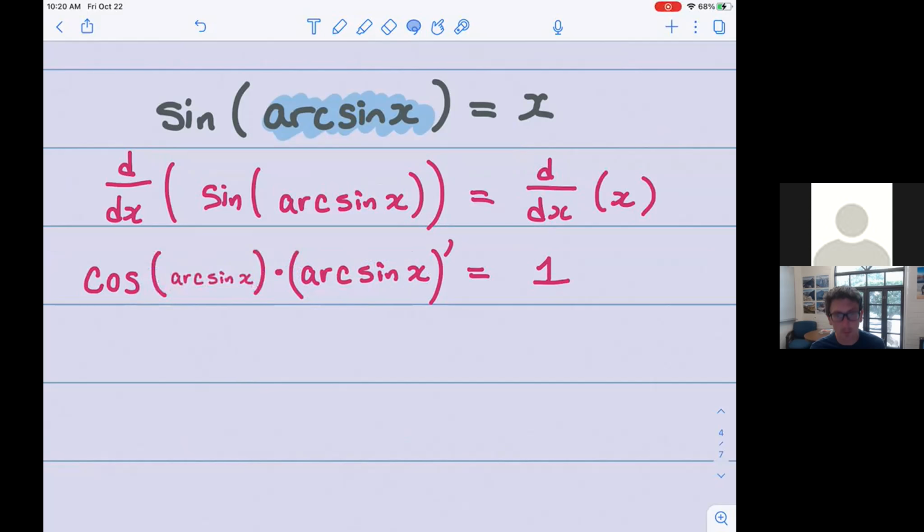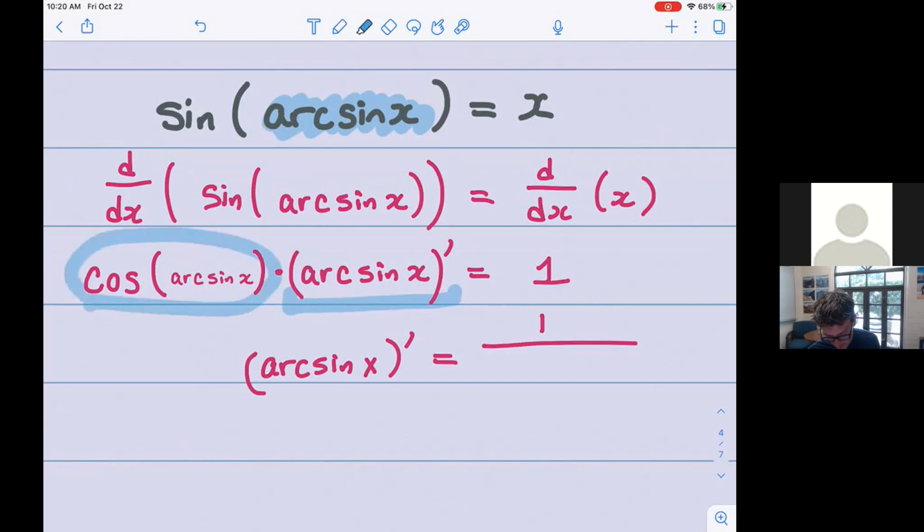Look how fun it is to copy and paste. And now I notice this is what I'm trying to find. I'm trying to find the derivative of arcsine of x. And so this is my mystery thing. And so what I can do is I can solve for it. I can say this thing I'm solving for, the derivative of arcsine of x, that must be 1 over, right? I must divide both sides by this other factor. So I must divide both sides by this. So if I do that, I'm going to get 1 over cosine of arcsine of x.